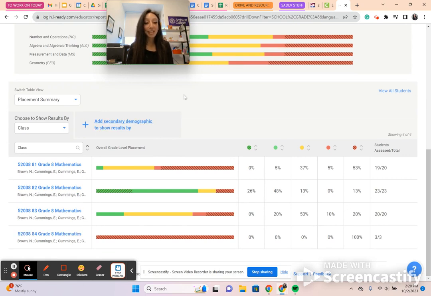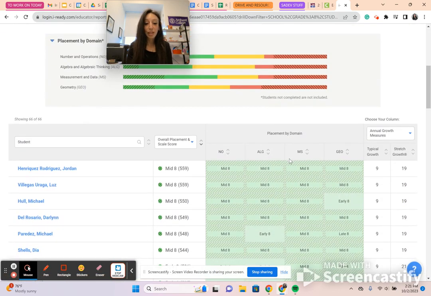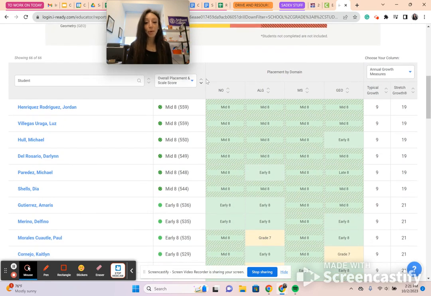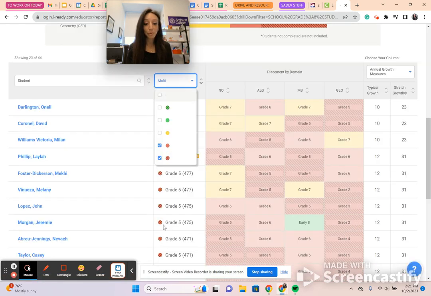So in placement summary, this is helpful information. We can see how basically all students assessed did by homeroom. But if I go to view all students, now I can start to sort by one of 4 domains and by their overall placement and scaled score. So it's automatically sorted by the top scaled score, meaning Jordan over here is actually your top performer in 8th grade.